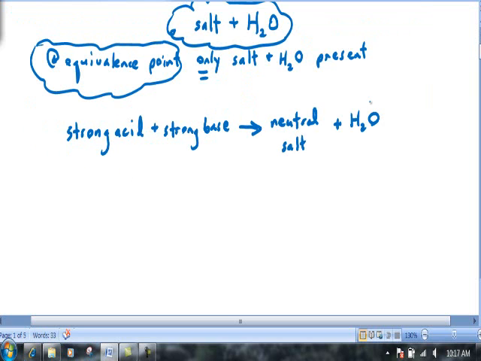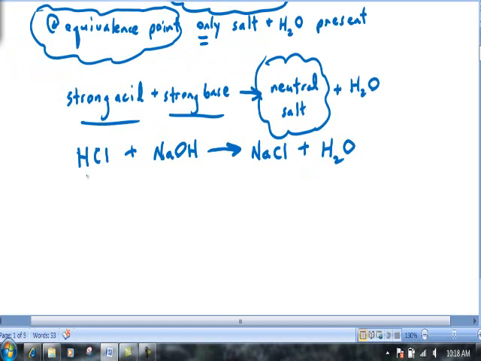Now, a unique feature of a strong acid and strong base titration is that when we mix a strong acid with a strong base, the salt that they create is a salt that would create a solution that is neutral with a pH of 7. This is unique and specific to the strong acid, strong base titration.